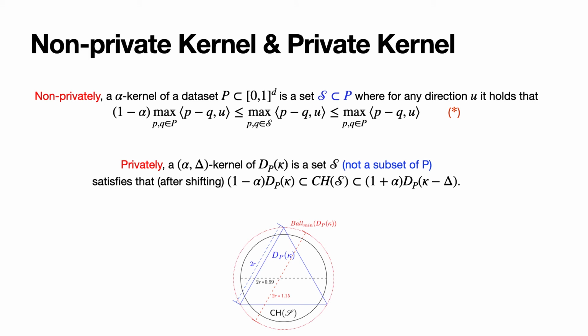As shown in this figure, the kappa Tukey region is an equilateral triangle of edge length 2r, and S satisfies the inequality star. However, the minimum bounding ball of S is smaller than the minimum bounding ball of the kappa Tukey region, which indicates that S is not a reasonable kernel of the kappa Tukey region. Hence, for the bicriterial kernel notion, the star inequality is not enough.